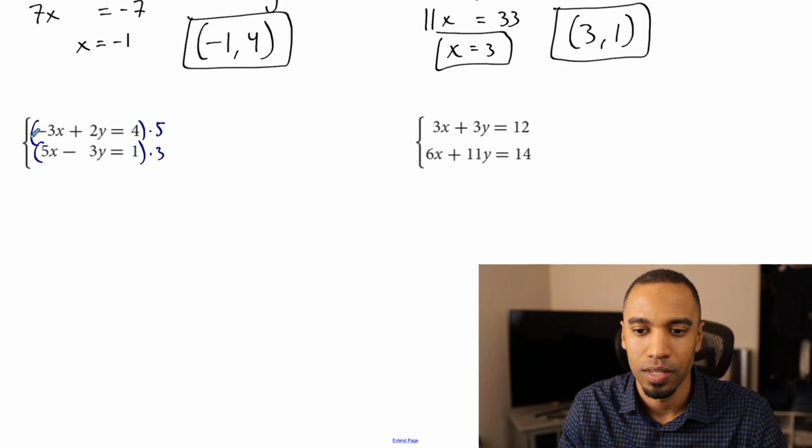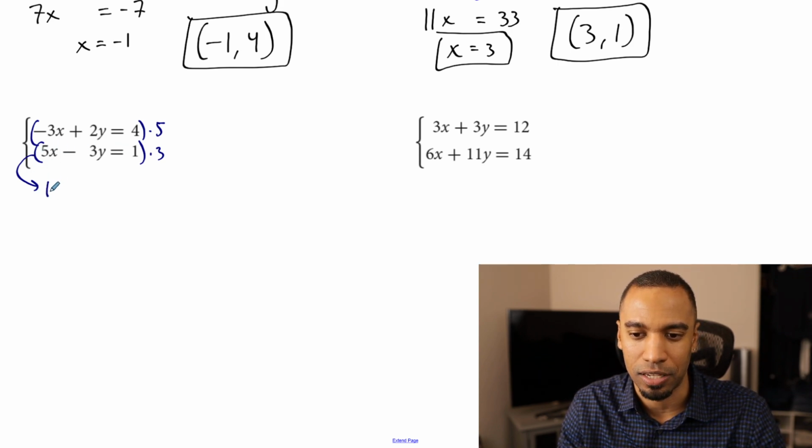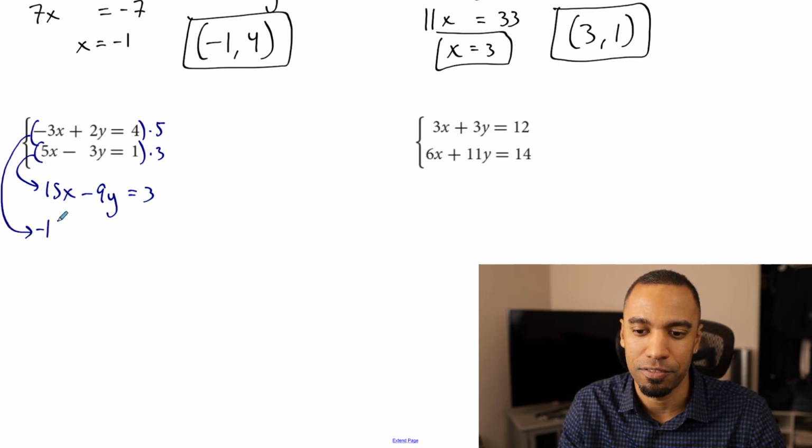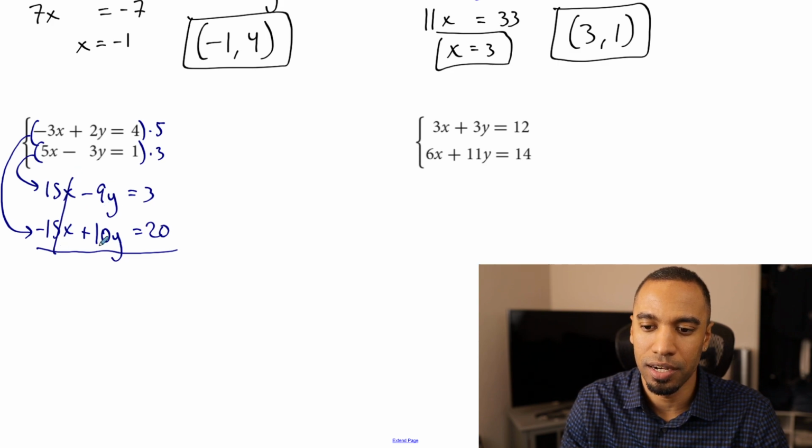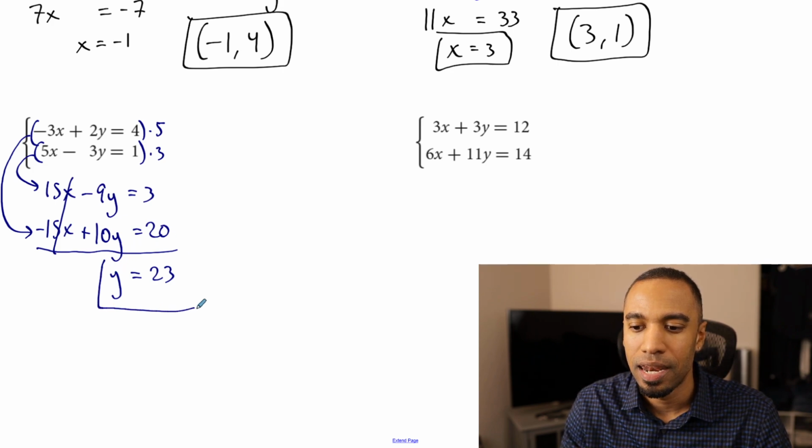That sounds good. I'm going to do this one on top next. I'll get 15x minus 9y equals 3. And down here, I'm going to get negative 15x plus 10y equals 20. Okay, x's are gone. 10y minus 9y is 1y, and y happens to equal 23. Big number there.